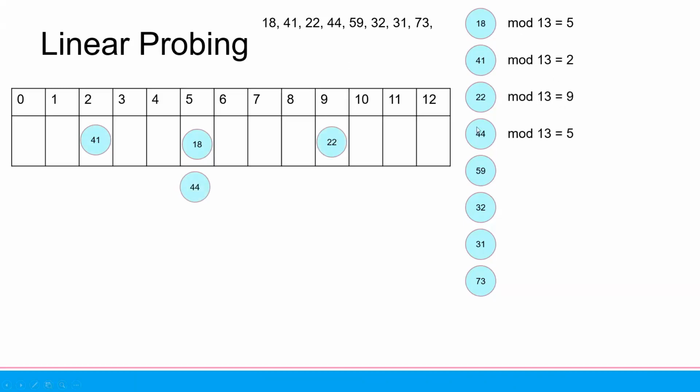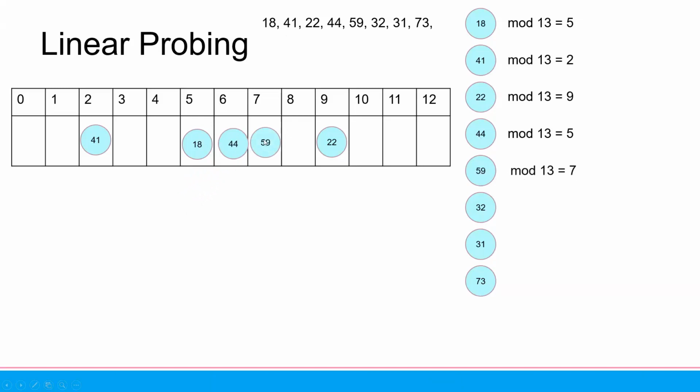Now I have 44. 44 mod 13 is 5, but it is not separate chaining. We are going to use linear probing. Then we will put the 44 into the next empty location. So the next empty location is 6. 59 is 7.